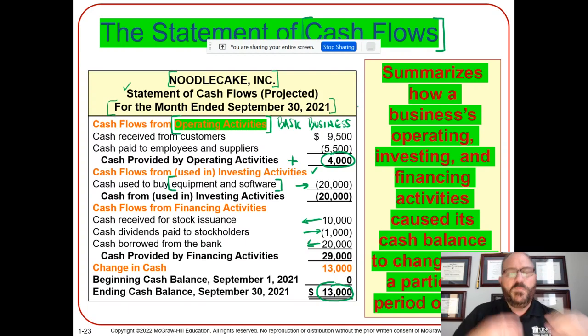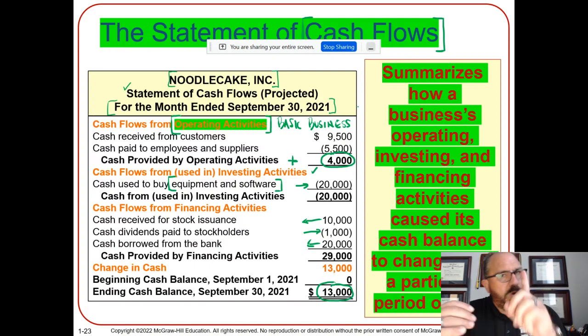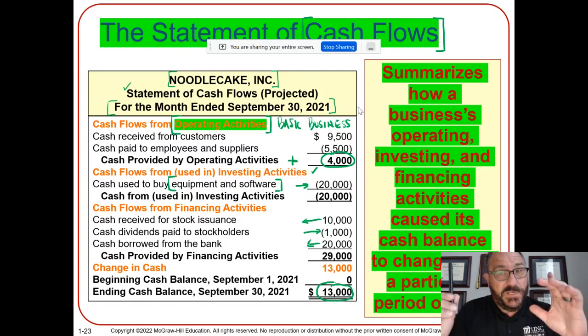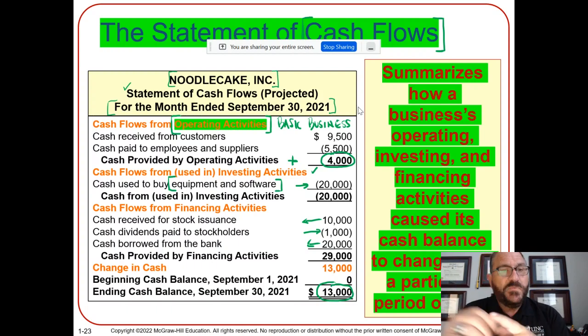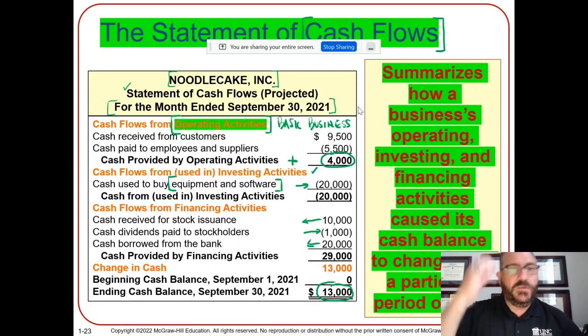So one thing to remember is there's only one statement that's at a point in time. There's only one of them. Every other one is for a period of time. The one that's at a point in time, that's the balance sheet. Okay? So let's take a look here.